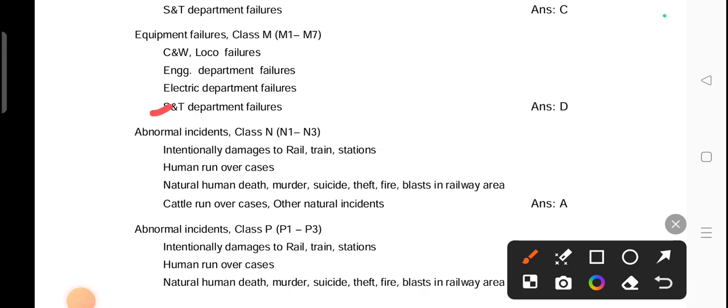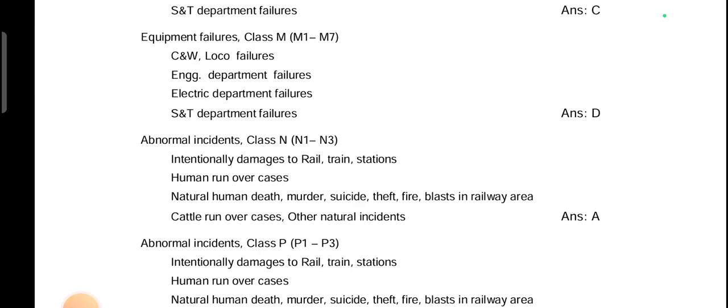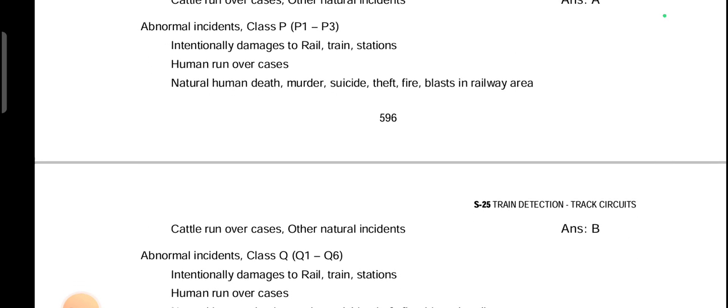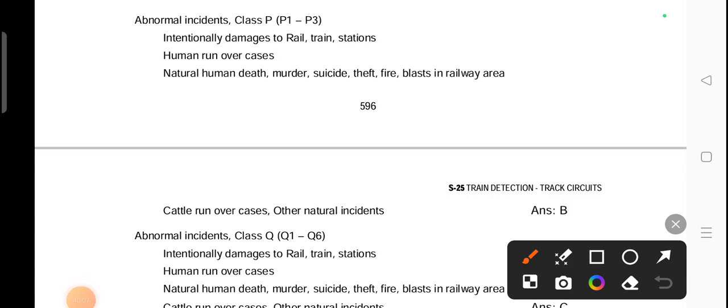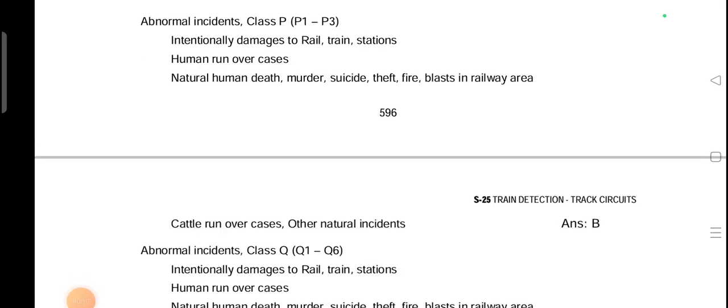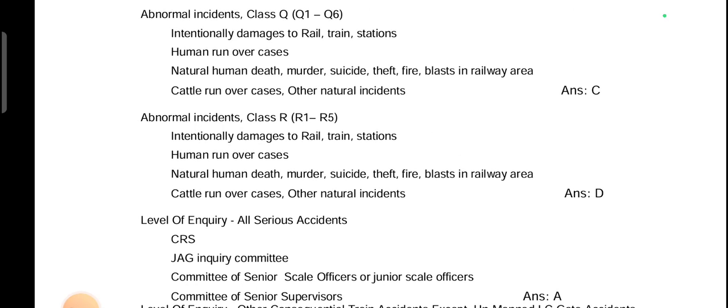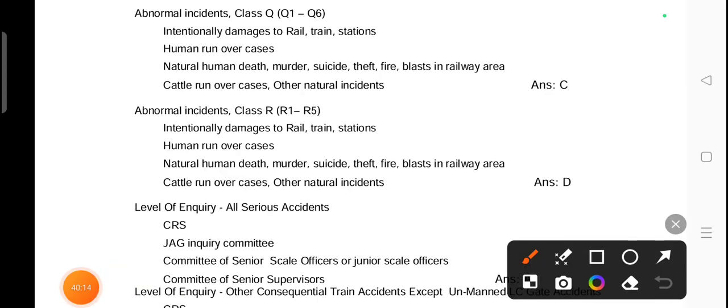Abnormal incidents class N, intentionally damages to rail train stations. Abnormal incidents class P, P1 to P3, human run over cases. Next, abnormal incidents class Q, Q1 to Q6, natural human death, murder, suicide, theft, fire, blast in railway area. Next, abnormal incidents class R, R1 to R5, cattle run over cases, other natural incidents.